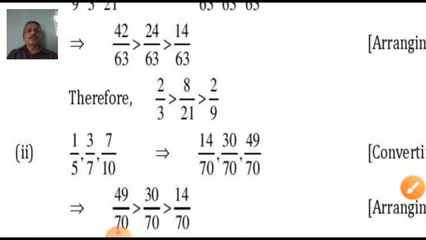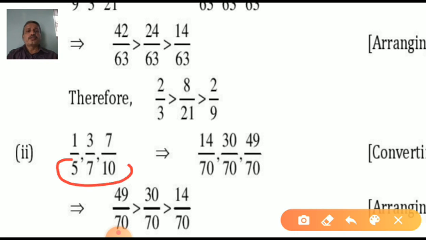See here for the further one: 1 upon 5, 3 upon 7 and 7 upon 10. Check out converting into like fractions. The LCM of 5, 7, 10 is equal to 70. How did you get this 70? You have to write all the multiples and select the lowest common multiple. So you have to write in rough the 5 table, 7 table and 10 table. Understood, students? And select the smallest common one. You will get 70.